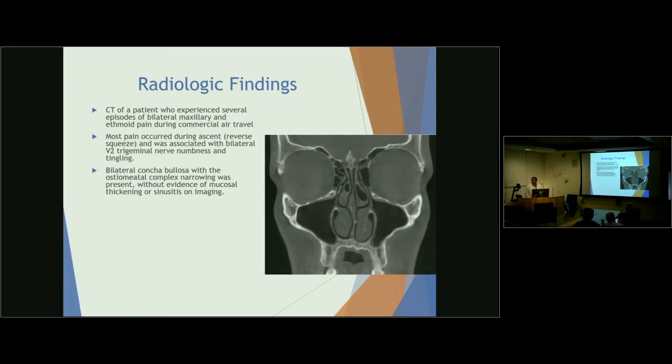But those papers were against actually doing balloon sinuplasty in the context of sinus barotrauma. And we're going to talk about it a little bit more. So we went ahead and did the surgery: the septoplasty, the ITR, a concha bullosa resection, a bilateral maxillary antrostomy, and total polypectomy.